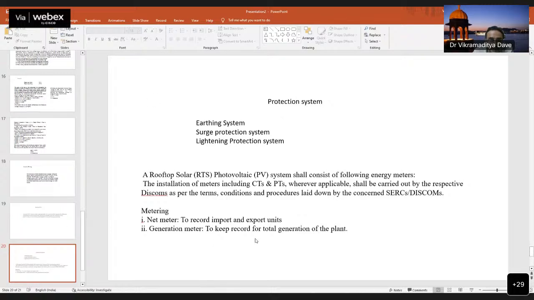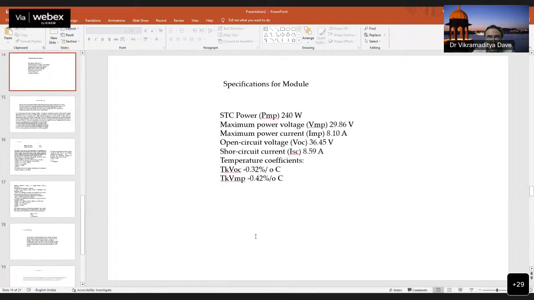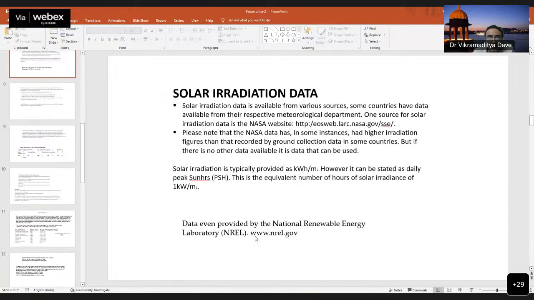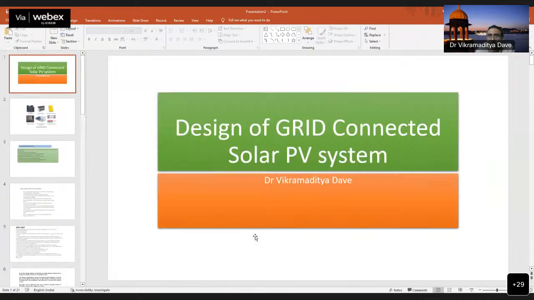So this is all about the complete system: suppose you want to install a grid connected system at your home or your institute, then what factors you have to take into account and how to design it.